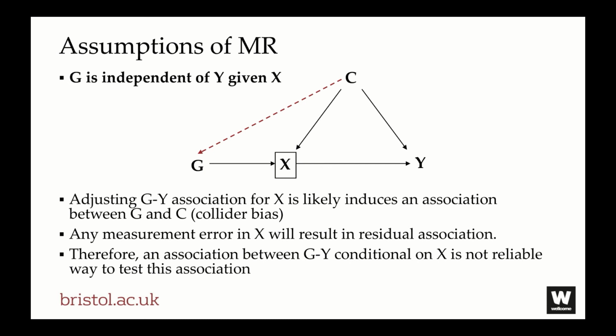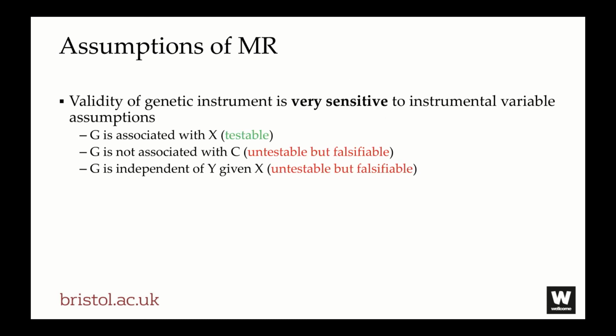But anyway, the other thing is that if you also have measurement error in something that you're adjusting for, then that can also induce a residual confounding and an error into that association. So essentially, in a one-sample setting, it is very difficult to test whether there is an independent association between your genetic variant and your outcome. So again, it is untestable in a one-sample setting, but it's falsifiable using methods that have been developed specifically in a two-sample setting, which I'll go on to.